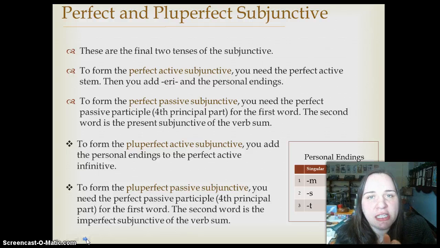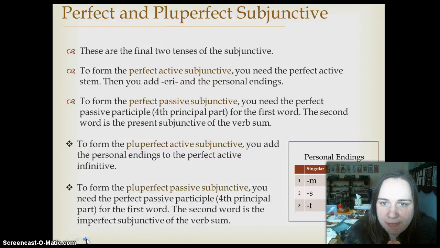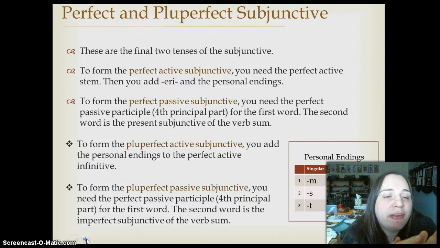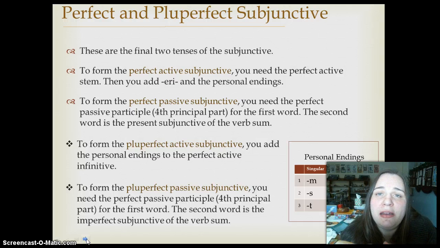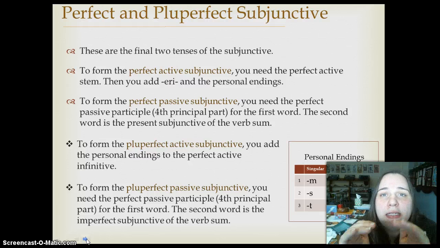Okay, so first things first, you need to learn the perfect and pluperfect subjunctive. Final two tenses of the subjunctive, and there's of course an active and a passive. To form the perfect active subjunctive, you need the perfect stem, from the third principal part. You add ERI and then the personal endings. That easy, okay? To form the perfect passive subjunctive, you need the fourth principal part, the perfect passive participle, for the first word. Second word is the present subjunctive of the verb to be: sim, sis, sit, simus, sitis, sint.